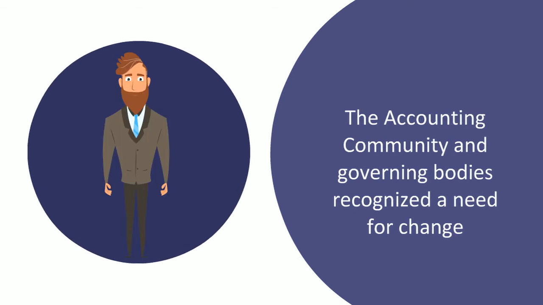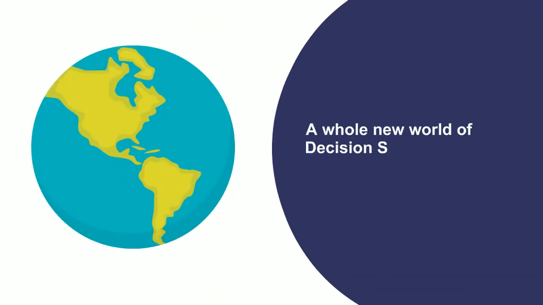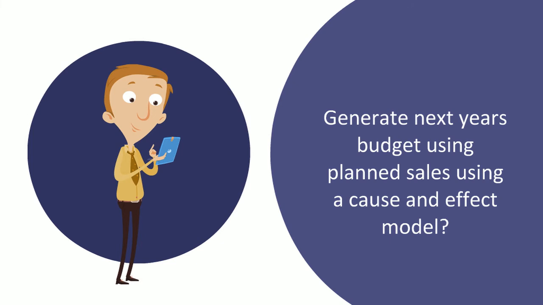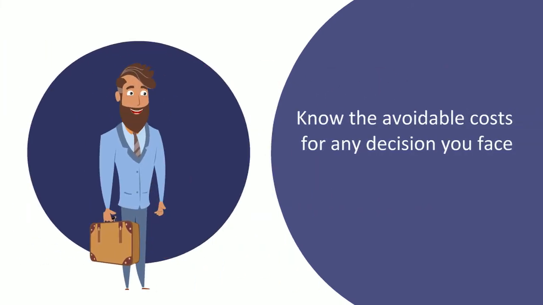In corporate America, this realization has been a long time coming. But the extent of these shortcomings wasn't fully recognized until the accounting community recently adopted a set of principles for management accounting for the first time. The principles of management accounting open up a whole new world in the areas of decision support and execution optimization. For example, do you want to know your most profitable product or service mix? Would you like to generate next year's budget by running your planned sales through a cause and effect costing model? Better still, would you like to know the avoidable costs for any decision you face?